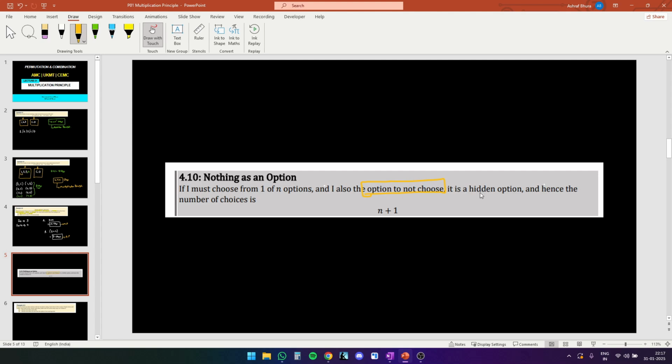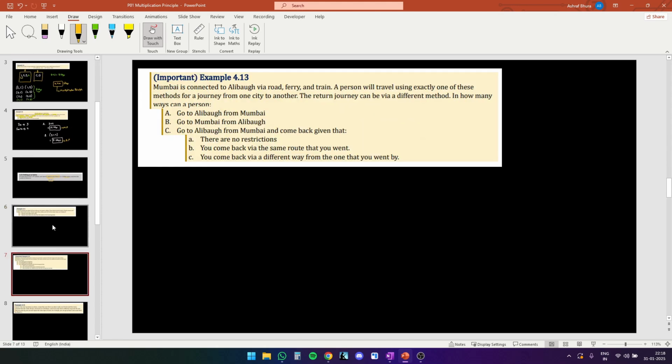This is considered as a hidden option, and hence the number of choices will increase by 1, to n plus 1. So n is the initial number of choices and we'll just increase it by 1. So let's take an example and understand how it works.